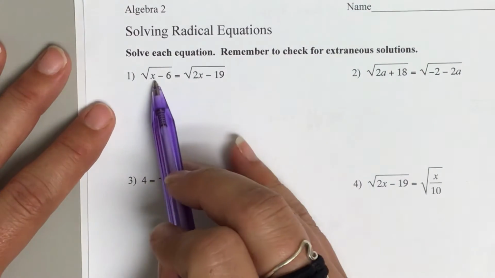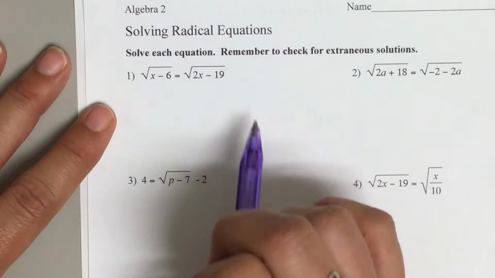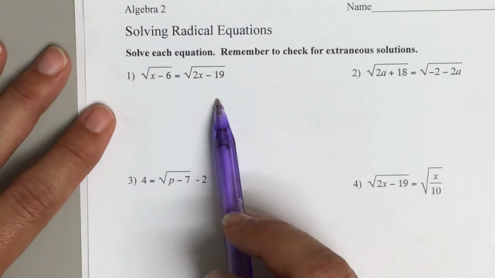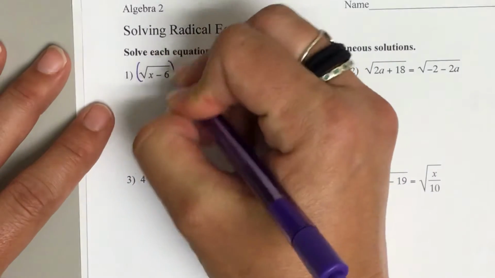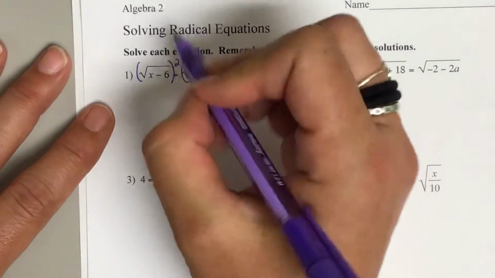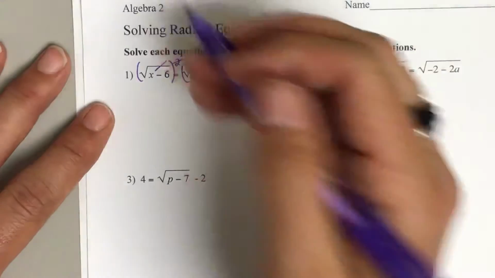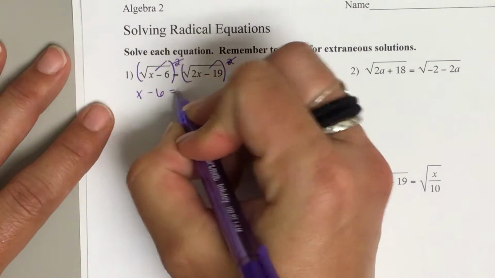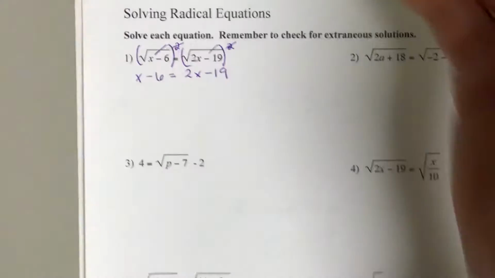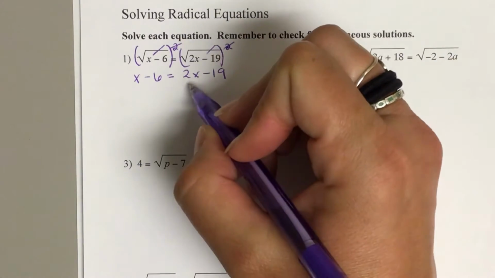Okay, so on this first one, notice that we have radicals on both sides of the equation. I don't have a plus 2 or anything like that, or like right here, see how this has a minus 2 on the outside? I don't have any of that on here. So my first step here is going to be to square both sides. By squaring this, all we're doing is eliminating the square root and the square. So now I have x minus 6 equals 2x minus 19. Because both sides just had radicals, I'm getting rid of the radical, and now I can solve the equation like a normal equation.